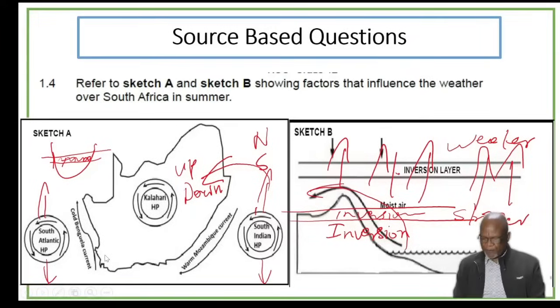You will see temperature inversion here in the plateau because of the weak and strong Kalahari high pressure. You'll also get that in the valley, but you cannot use the two concepts interchangeably. The inversion layer remains at the plateau and the thermal belt remains in the valley. That's how you should know them.